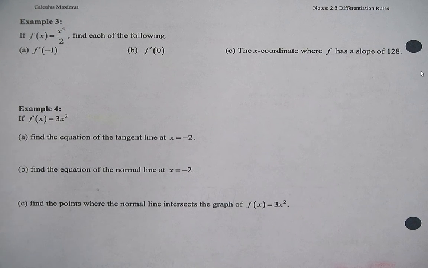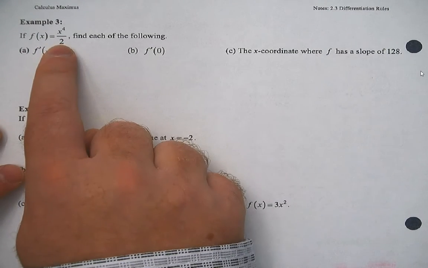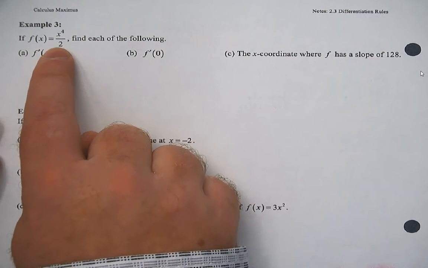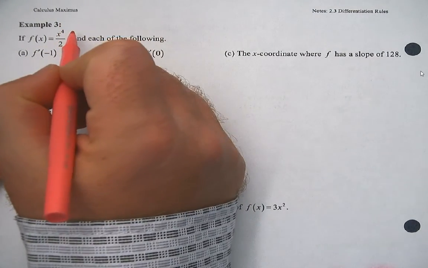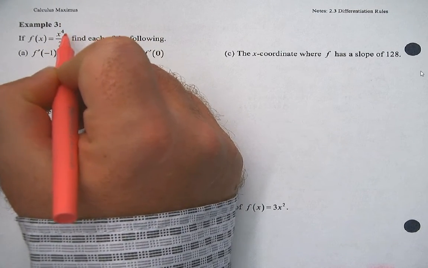If f of x equals blah, blah, blah, find each of the following. F prime of negative 1, f prime of 0, the x coordinate where f has a slope of 128. All right, so in either case, we're going to have to figure out what f prime is. So as I look at this, do I need to do a rewrite? Maybe.